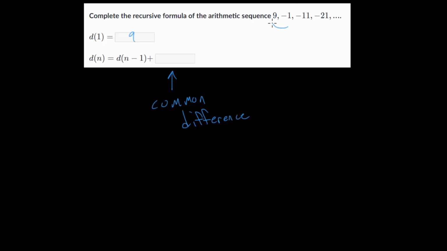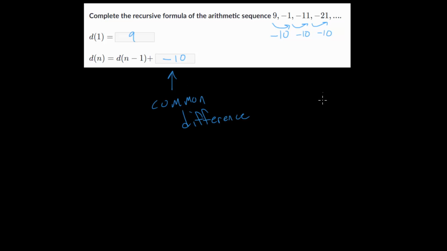And this one's going down. So it looks like we're going from 9 to negative 1, and we're subtracting 10 to do that. And just double check that that is indeed the common difference, that we're applying subtract by 10 to go from one term to the next. Since negative 1 minus 10 is negative 11. And if we subtract 10 again, we do get to negative 21. So we can put our negative 10 into the box here.